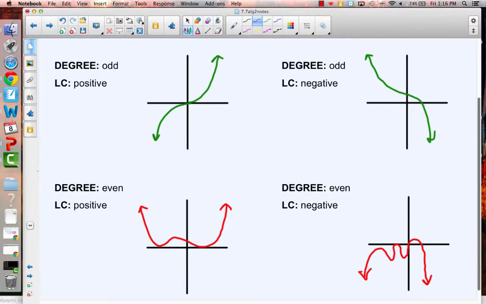Okay. So these are the 4 main cases, and you're going to want to be using these anytime we're asked to graph functions, because you're going to want to know which way the graph should be pointing when you go to the right and when you go to the left.